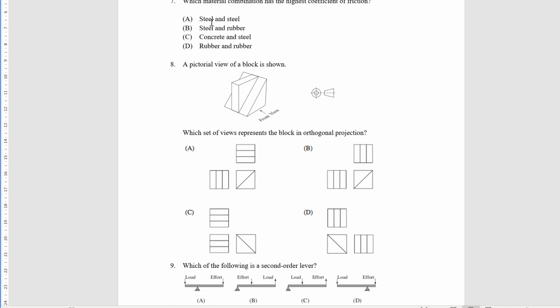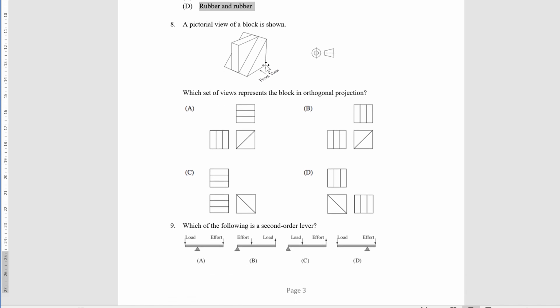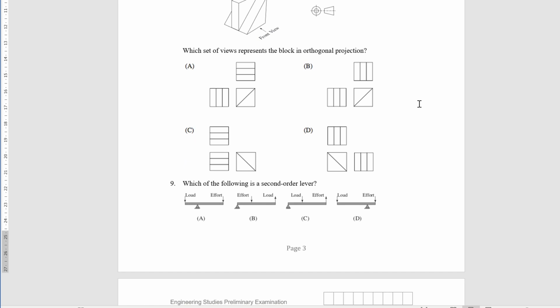Which one has the highest coefficient of friction? I've talked about this at length in other videos. Steel has a pretty low coefficient of friction, especially if it's lubricated. Rubber has a high coefficient of friction. I felt defensive when I made this question, and it is in the textbook, so that was the basis that I went on. But I have talked about coefficients of friction in detail in videos.